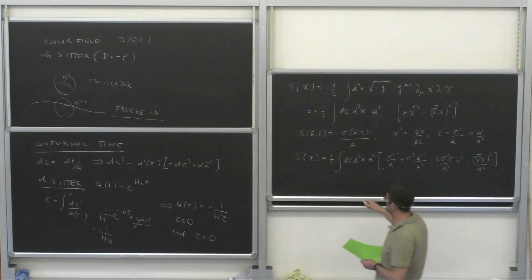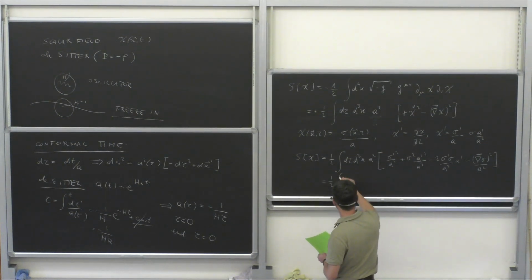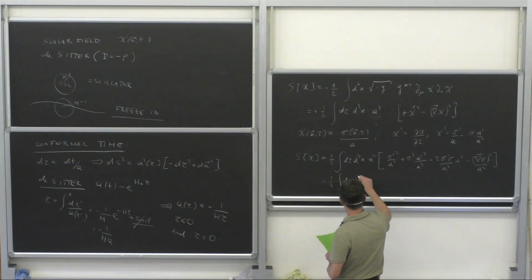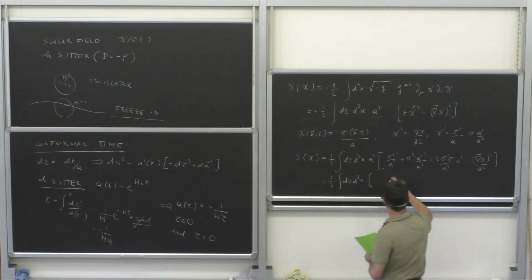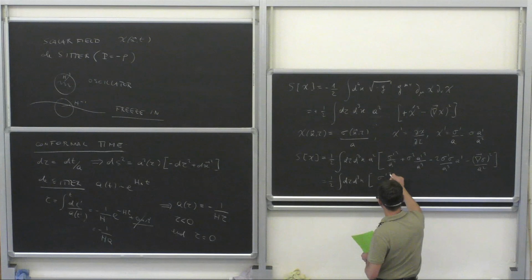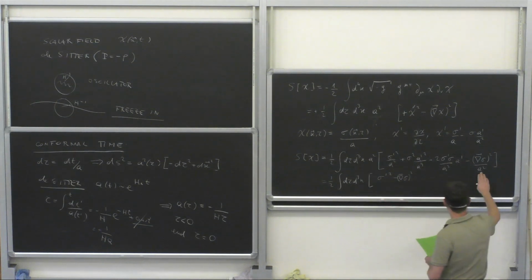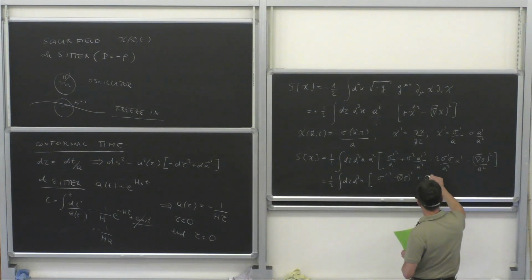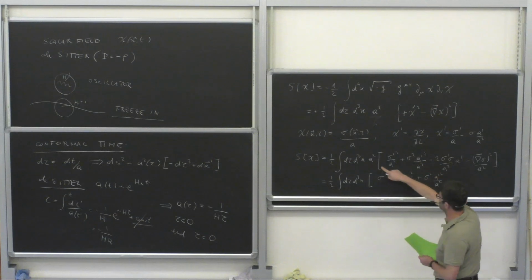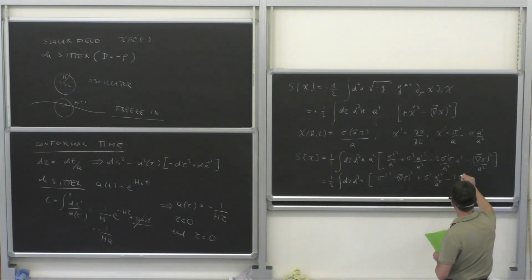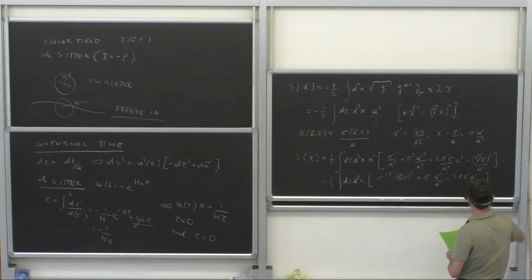So let me rewrite this term in the following way. I have 1/2 integral in d tau d^3x. And now I start simplifying. I have sigma prime square minus the grad of sigma square, which is what I wanted. Then I have plus sigma square a prime square divided by a square, because here I have a to the 4th and here a square, minus 2 sigma sigma prime a prime divided by a, and that's it. Okay? So I give you time to copy it.